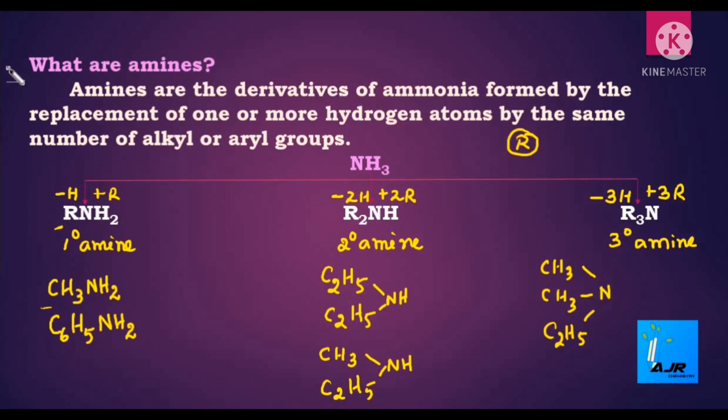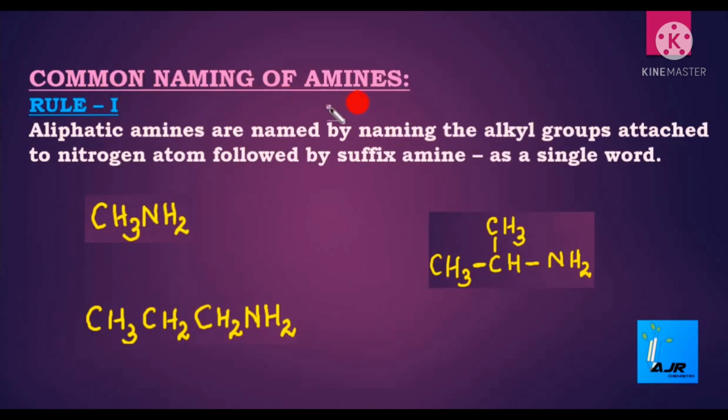Next we are going to see the common naming of amines. In common naming of amines, there are certain rules to be followed. The first rule is: the aliphatic amines are named by naming the alkyl groups attached to the nitrogen atom, followed by the suffix amine.